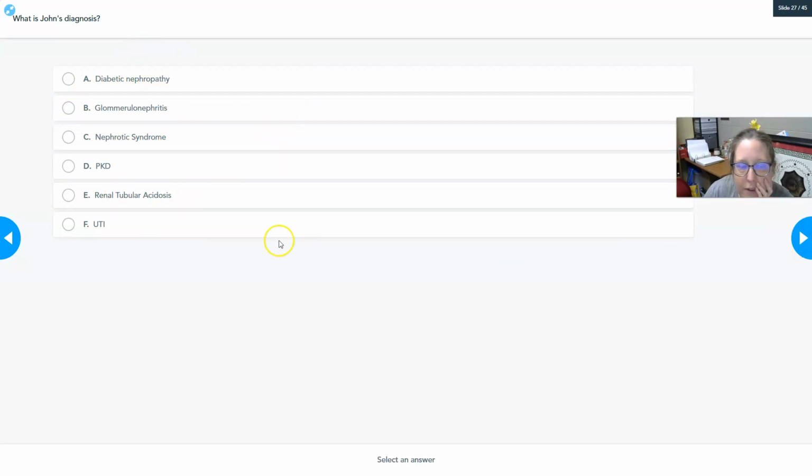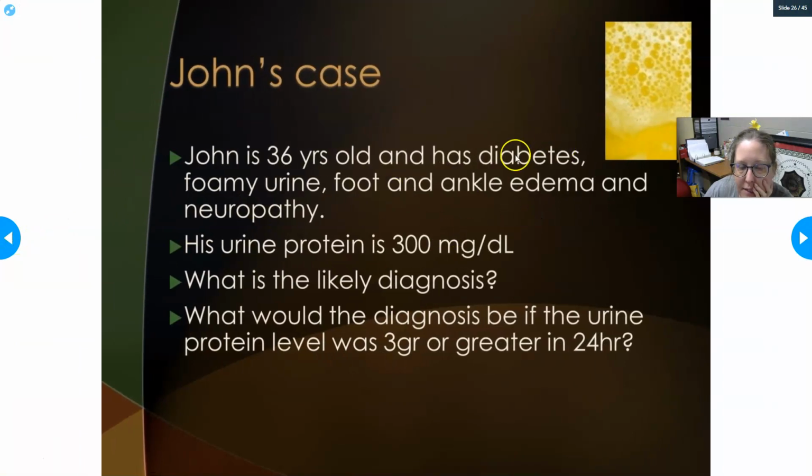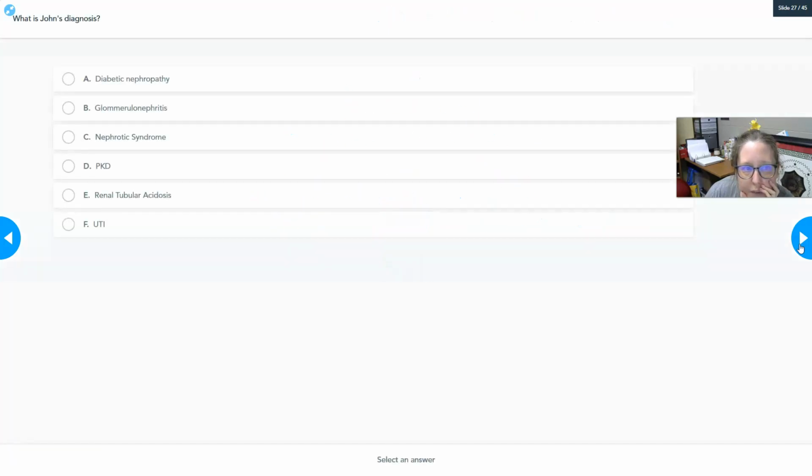What does he have? The signs and symptoms are diabetes, foamy urine, high protein, foot and ankle edema, and neuropathy. So there we go. Again, what do you think? Give it a guess if you're in class. I'd say you can probably rule out the genetic ones, acid-base imbalance, and UTIs. So we're going to leave it at some of these and see which one you think he has.